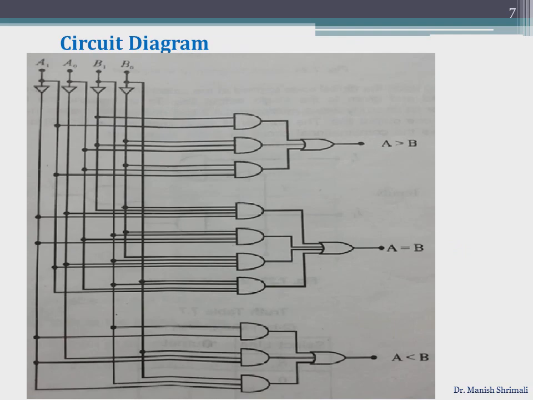Next, this is the circuit diagram which we have constructed based on the three equations which we had just seen in our previous slide, and it is very easy to construct like we had seen in our earlier presentations. So this is all about the comparator.